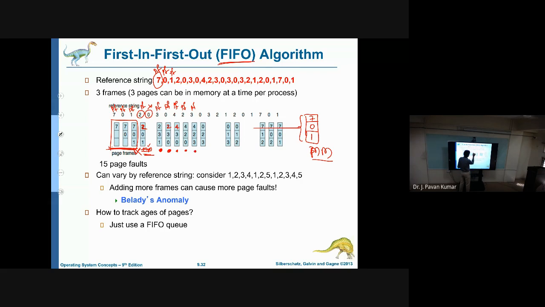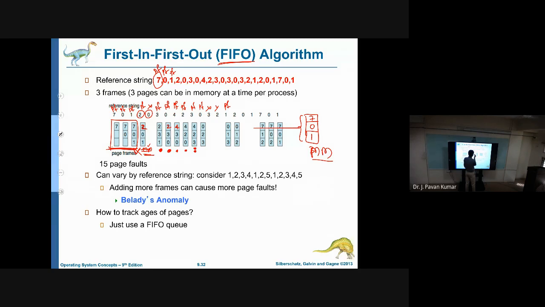Next, now 0 is there. 0 also we don't have in the main memory now. So we have to replace. Again page fault. Next, 3. 3 is already present in the main memory. So no page fault. Next, 2. 2 is already present in the main memory. So no page fault. Next, 1. 1 is not present in the main memory. So page fault here.